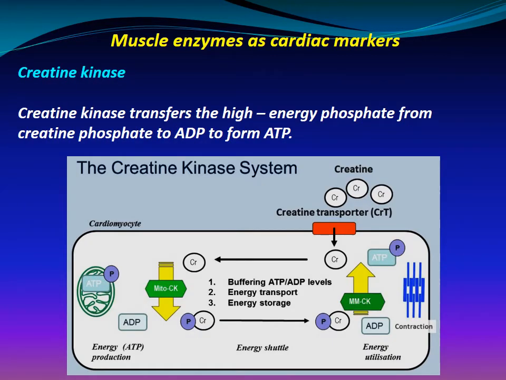Muscle enzyme as cardiac markers. Creatine kinase. Creatine kinase transfers the high energy phosphate from creatine phosphate to ADP to form ATP. Creatine is taken up into the cardiomyocyte by a specific plasma membrane creatine transporter, where mitochondrial creatine kinase catalyzes the transfer of the phosphoryl group from ATP to form phosphocreatine. PCr acts as an energy buffer and transport molecule, with a reverse reaction catalyzed by muscle CK or MMCK to liberate ATP at times of high energy demand.